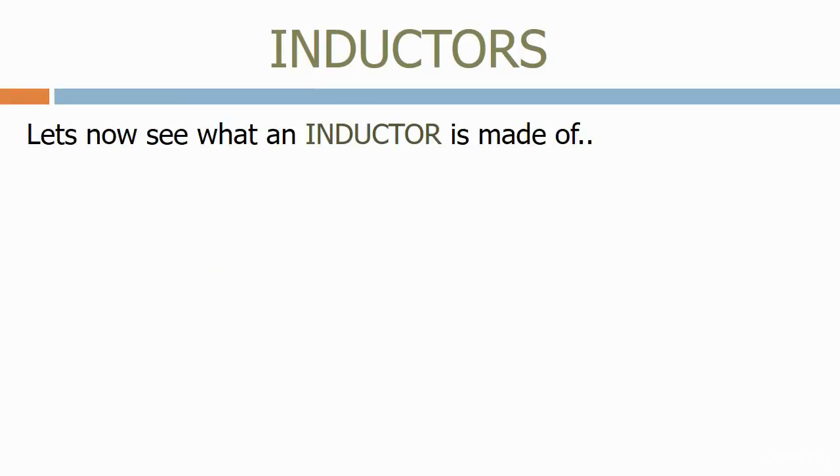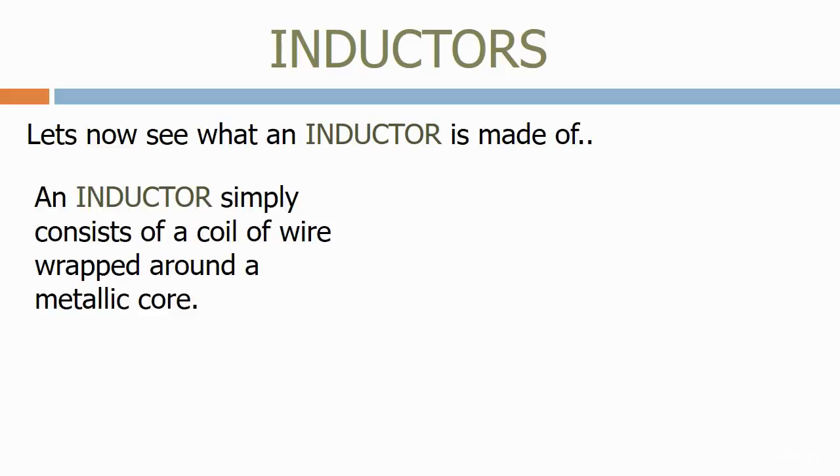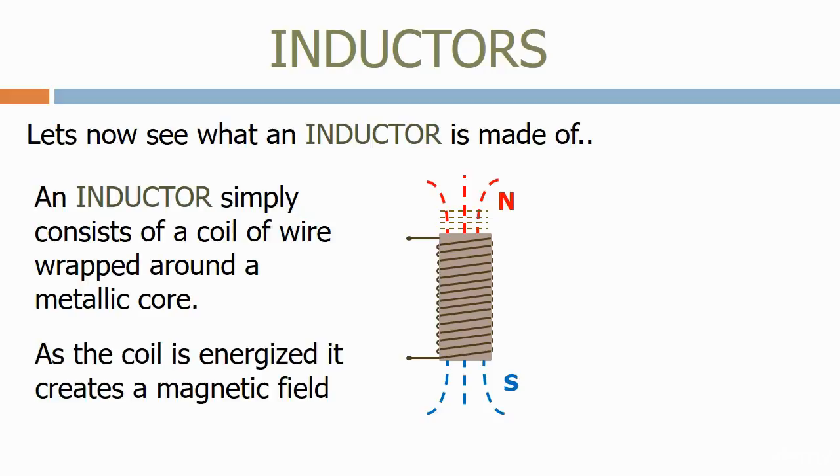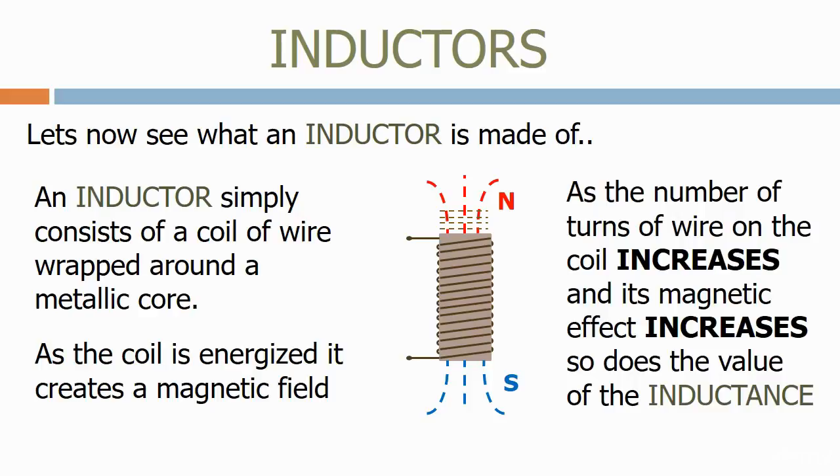Let's now see what an inductor is made of. An inductor simply consists of a coil of wire wrapped around a metallic core, as shown here. As the coil is energized, it creates a magnetic field north and south. As the number of turns of wire on the coil increases and its magnetic effect increases, so does the value of the inductance.